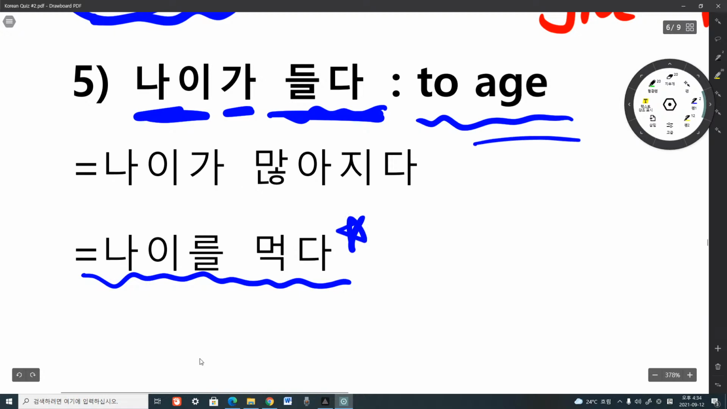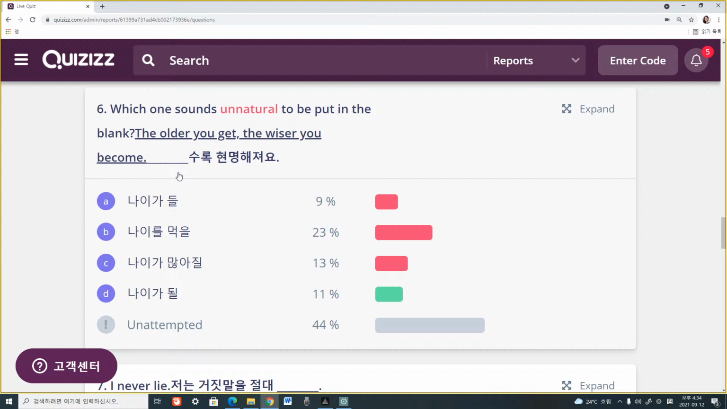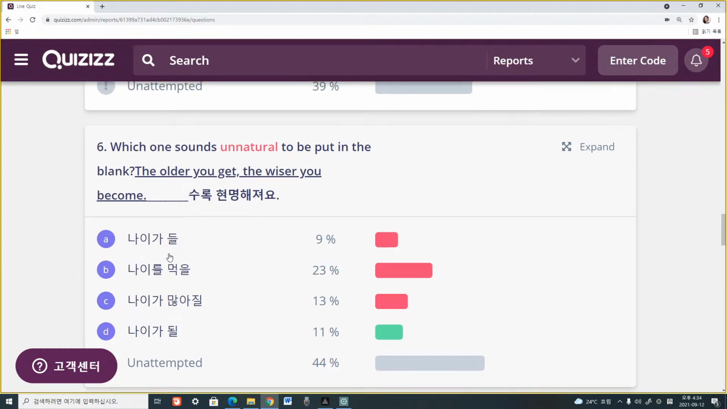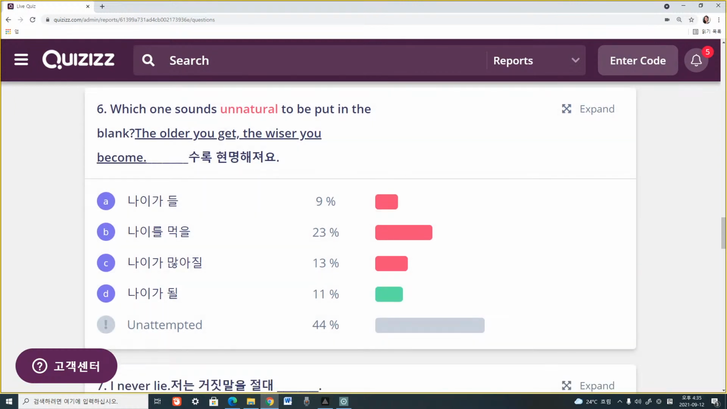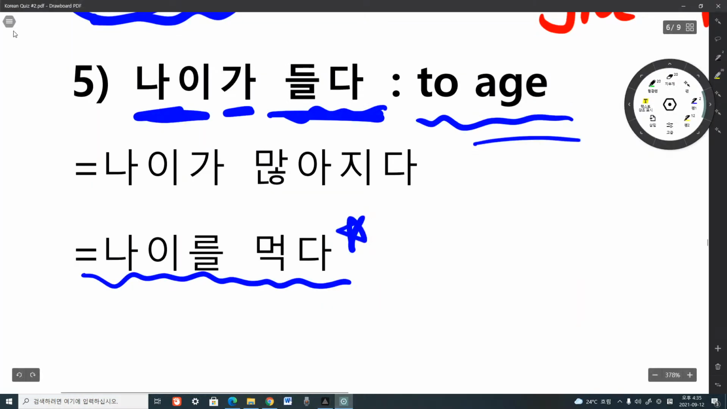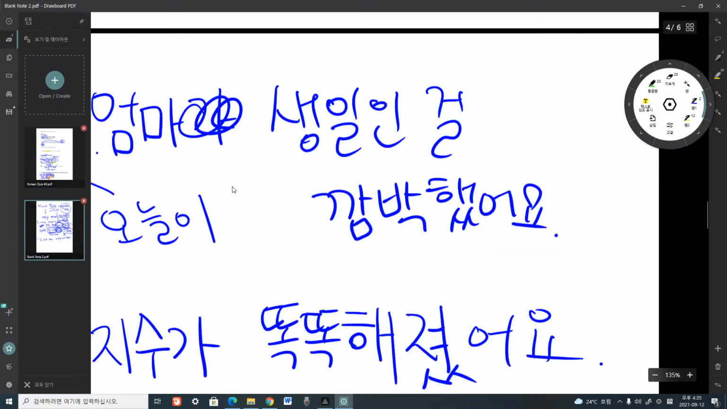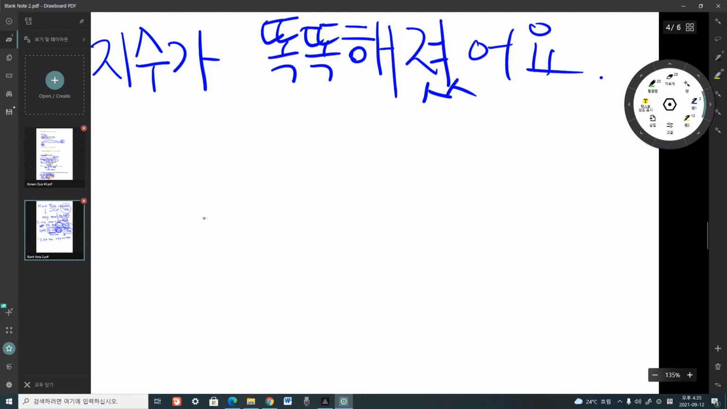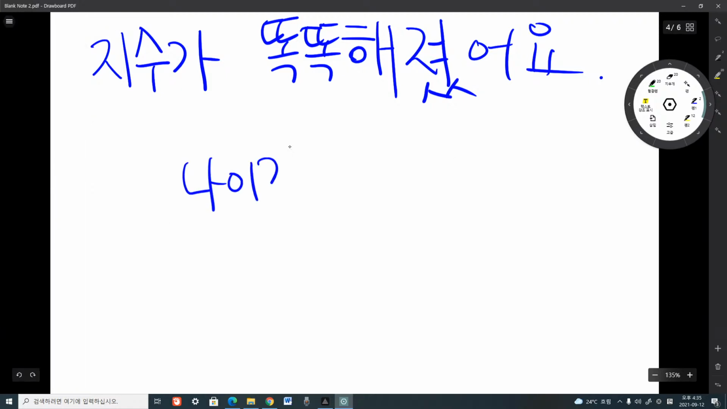나이를 먹다. 그래서 나이가 들다, 나이를 먹다, 나이가 많아지다 all mean to age, but there is no such thing as 나이가 되다. 나이가 되다. 이게 I actually put this 나이가 되다 on purpose because I thought some of you might relate this with to become of age, right?